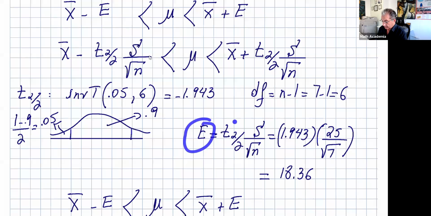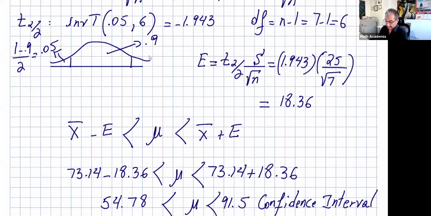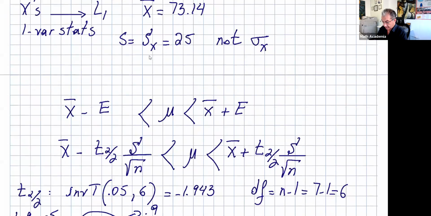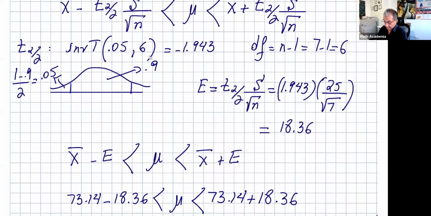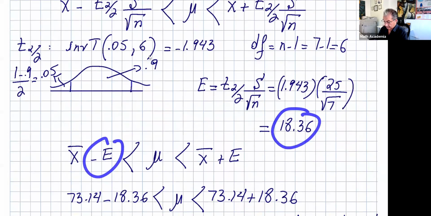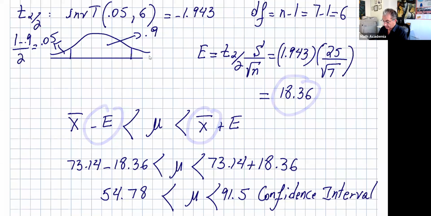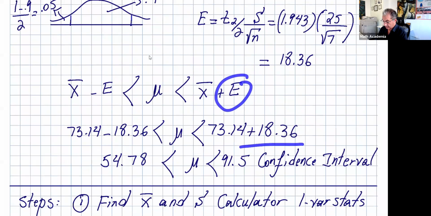Find the margin of error. t sub alpha over 2, we got, is 1.945. s was 25 from the calculator, over square root of n, which is square root of 7 because we had 7 numbers in our data, and you get 18.36. So you do x bar, which was 73.14, the point estimate for mu, minus E, 18.36, and x bar plus E, 18.36.